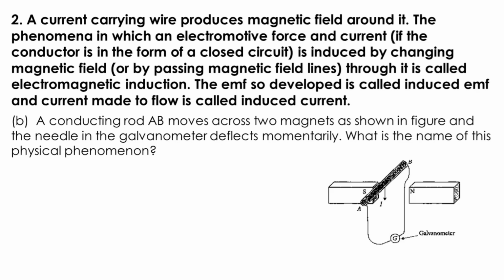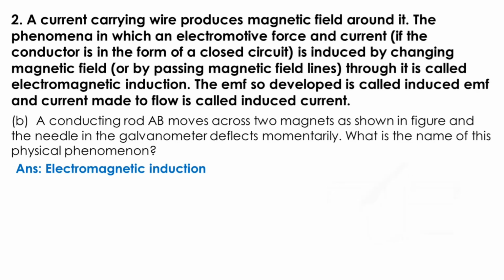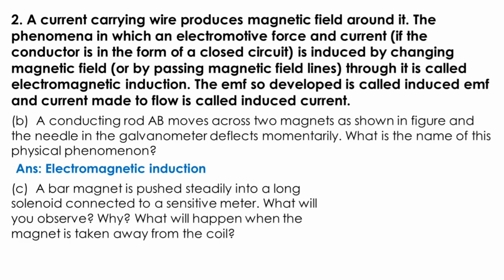So let's understand that in order to produce an induced current, it's not necessary that always the magnet has to be moved. It can be the conductor moving in between the magnetic field. So here also an induced current is produced, and this phenomenon is known as electromagnetic induction.